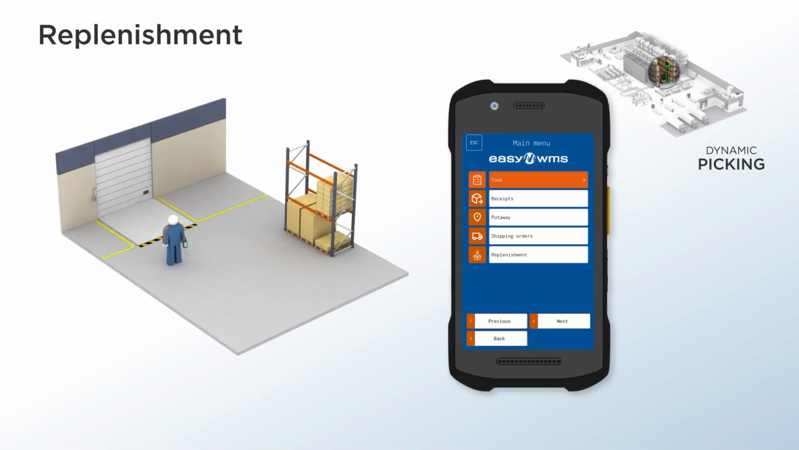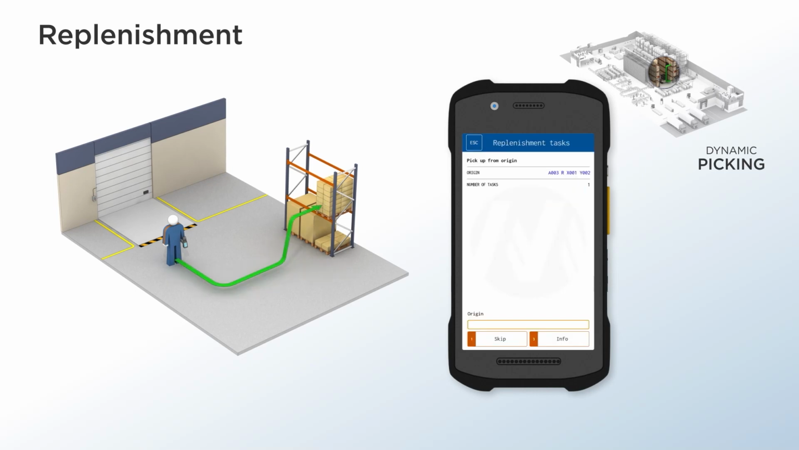The operator performs the replenishment tasks guided by instructions they receive on their RF scanners, picking the material from its original storage location and depositing it in the picking location.